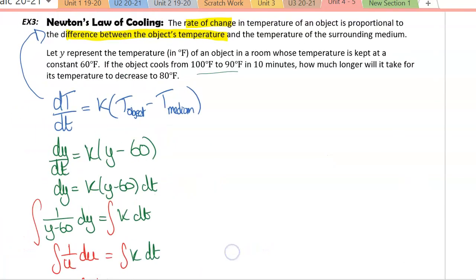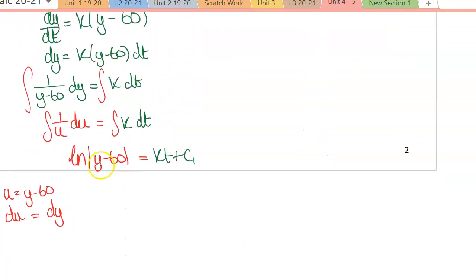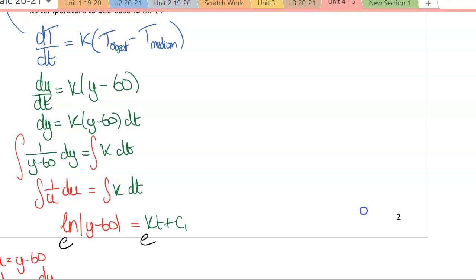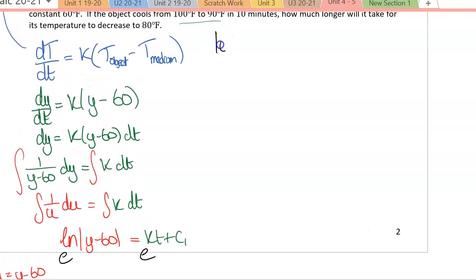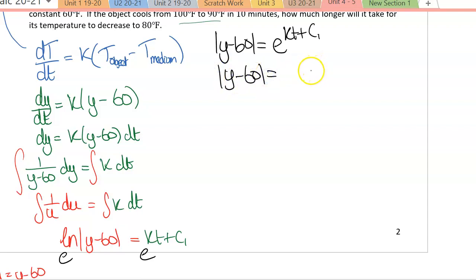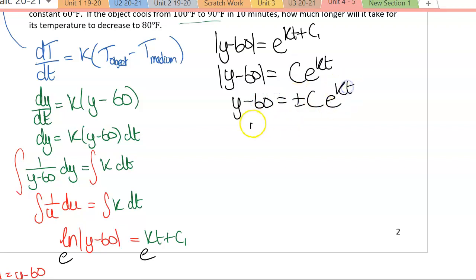Okay. All right, so in order for me to solve for y, I'm going to put everything to the power of e on both sides. That leaves me with, up here, absolute value of y minus 60 equals e to the kt plus c sub 1. Absolute value of y minus 60 equals, remember, this is going to be C e to the kt, and then y minus 60 is going to be plus or minus capital C times e to the kt.